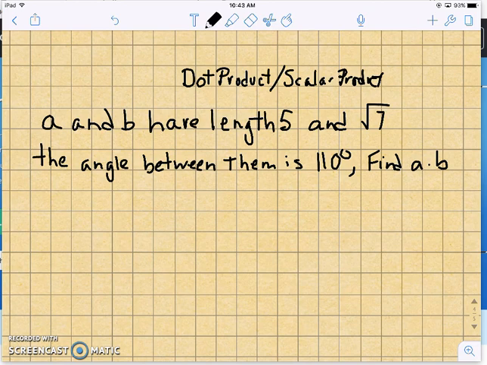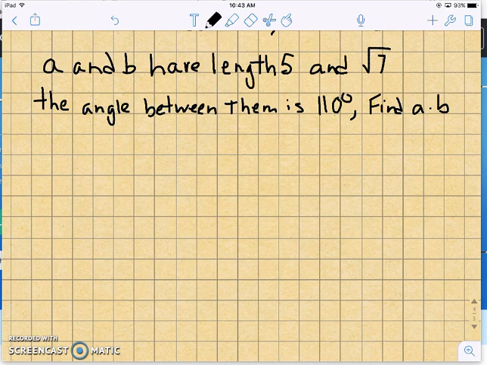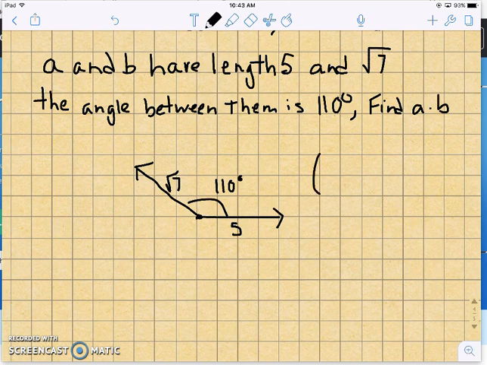The tricky part here is they're not in component form. So we're going to draw these vectors out. Let's draw one. We know that that's 5. And then the other one is at 110 degrees, and that one's the square root of 7. In component form, if we drew this one this way, it's (5, 0). This other one, though, we don't have the x and y components.